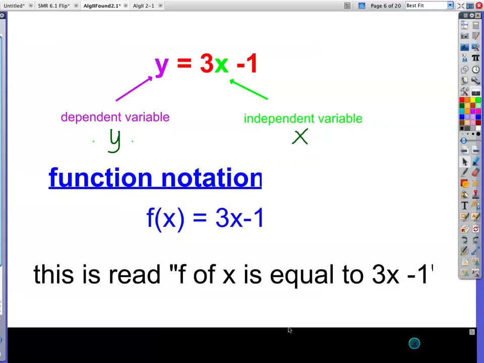Function notation, once again, I've already talked about that really briefly, but f of x is equal to 3x minus 1. And yes, we do say "f of x." Weird, but that's the way it's done.